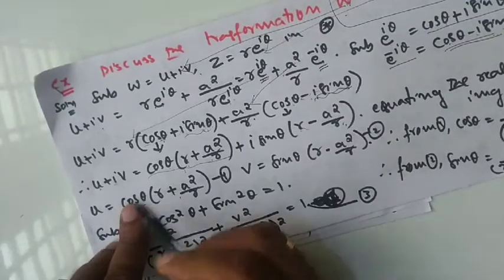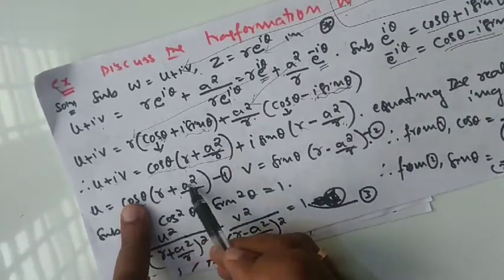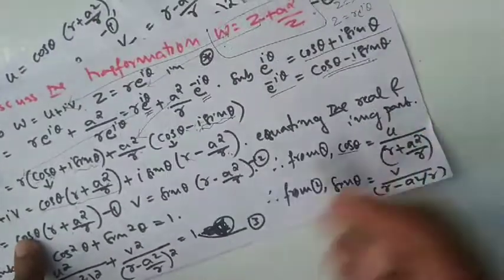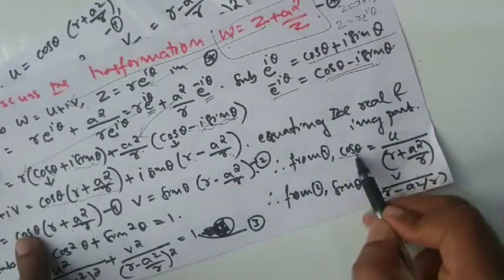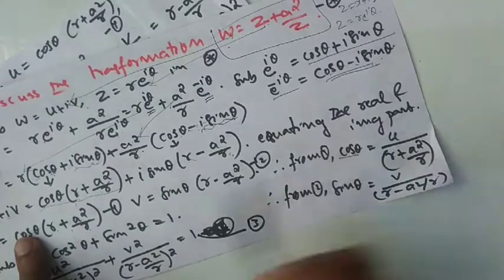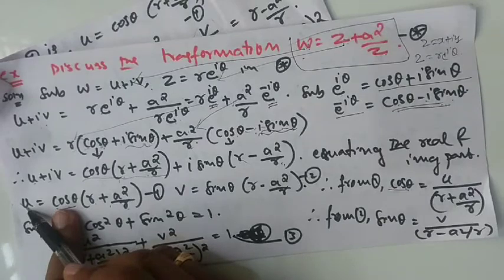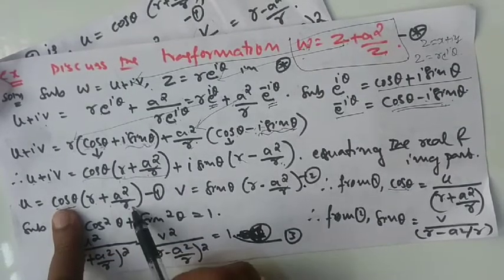What is cos theta? Cos theta is equal to U divided by R plus A squared by R. I have written the same here. From this equation 1, what is cos theta? Cos theta is equal to U by R plus A squared by R.